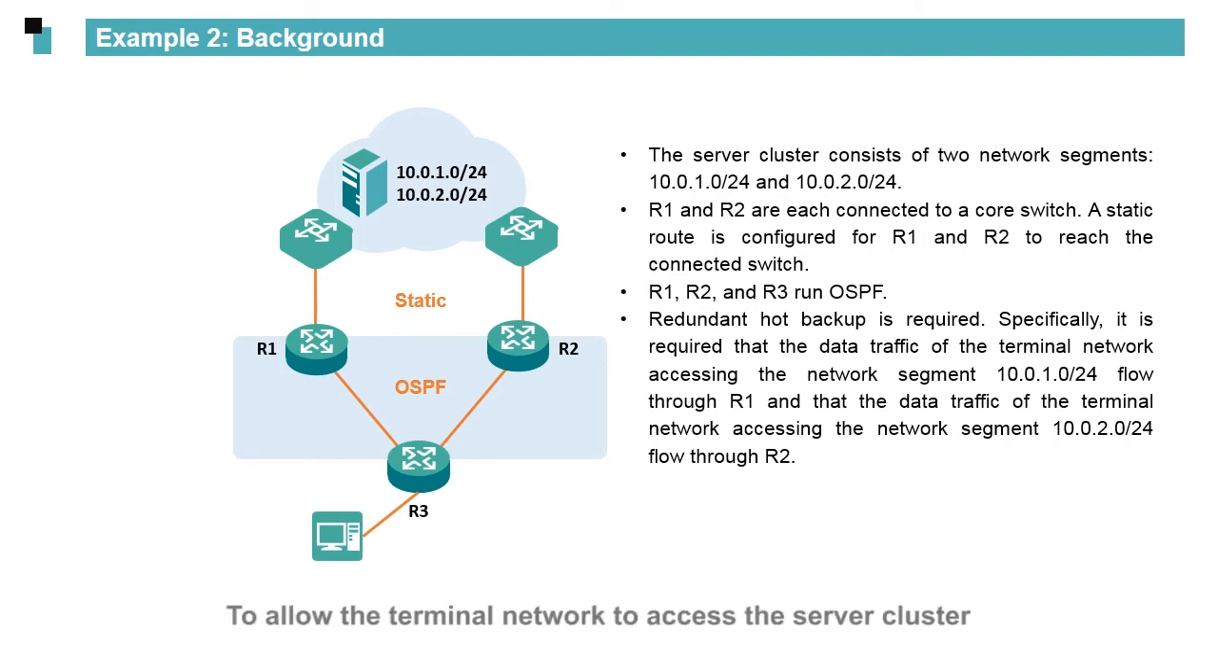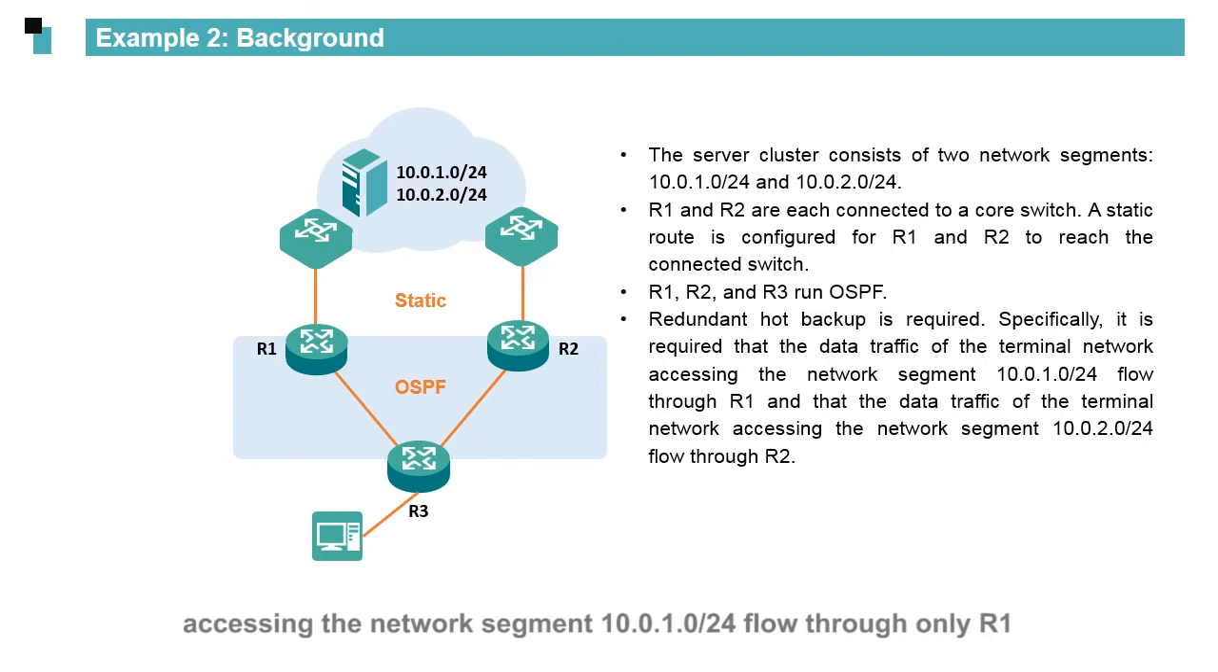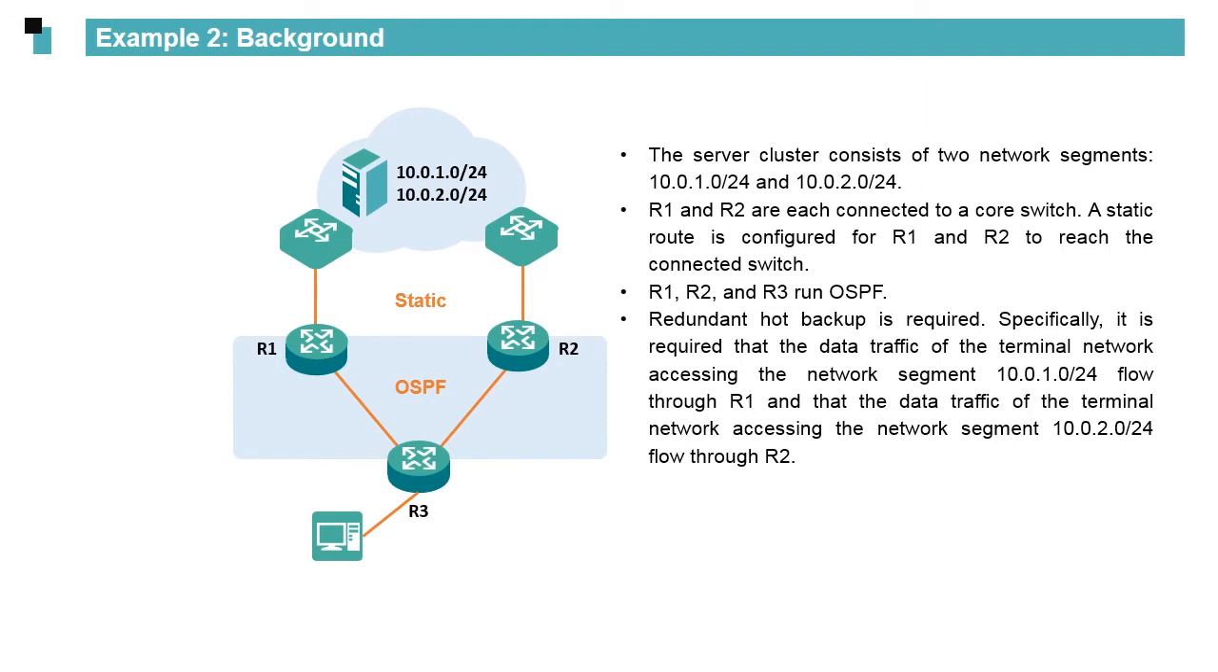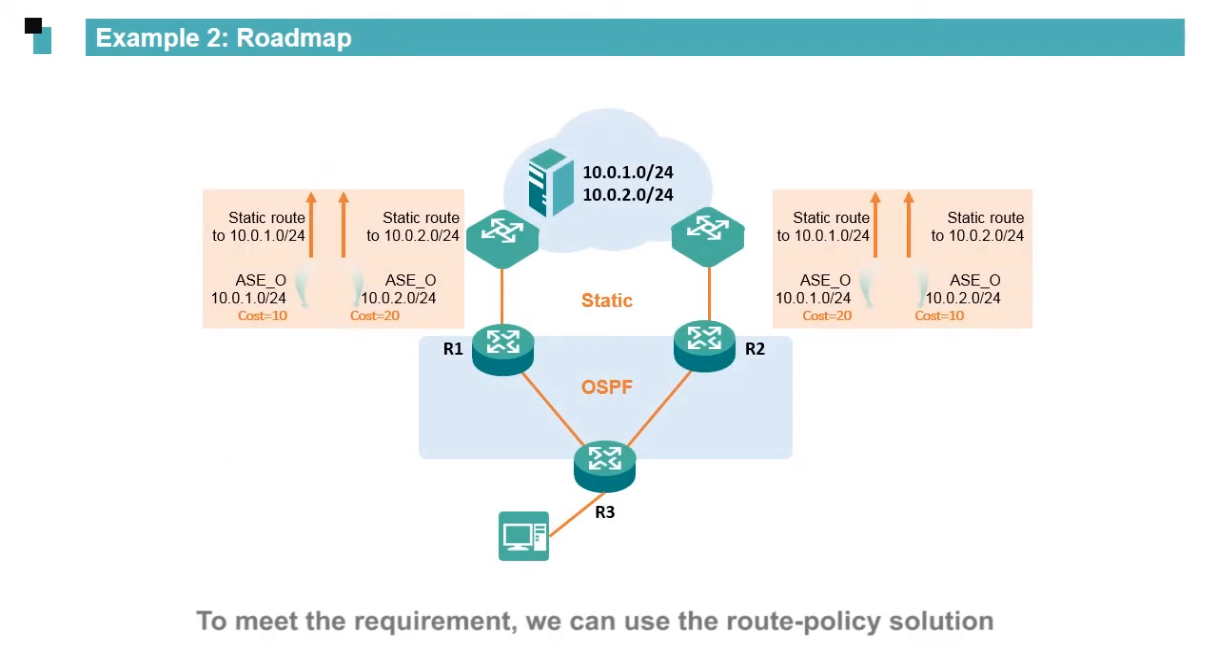To allow the terminal network to access the server cluster, deploy route re-advertisement on R1 and R2. Suppose it is required that the data traffic of the terminal network accessing the network segment 10.0.1.0/24 flow through only R1, and that the data traffic of the terminal network accessing the network segment 10.0.2.0/24 flow through only R2. To meet the requirement, we can use the route policy solution.